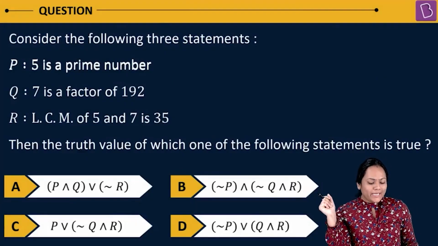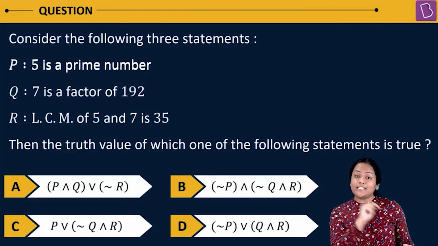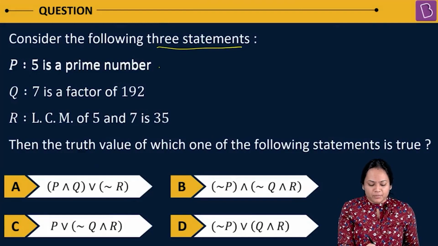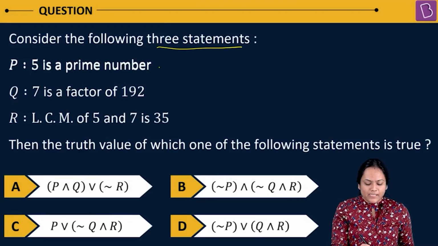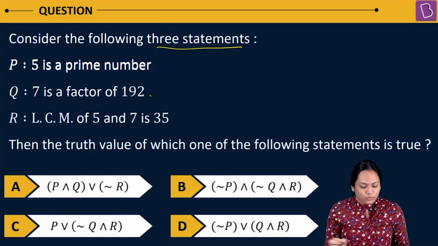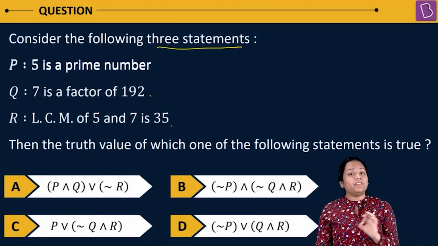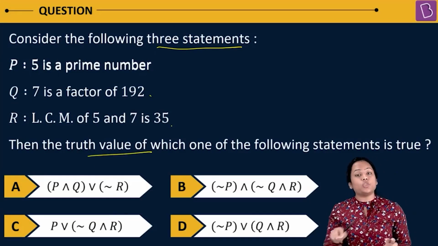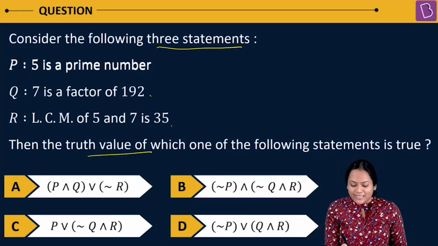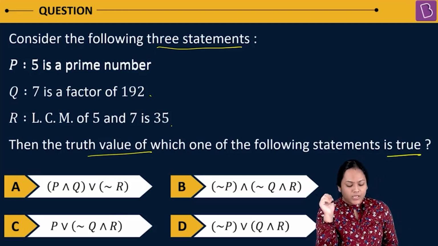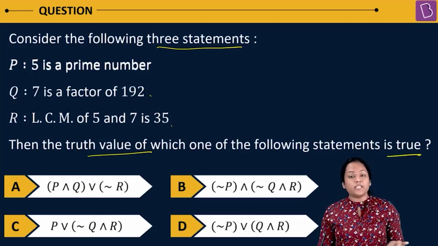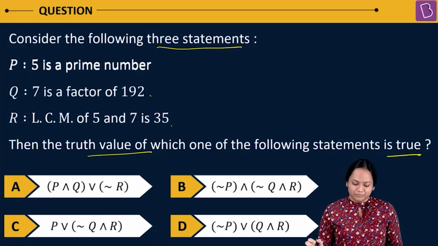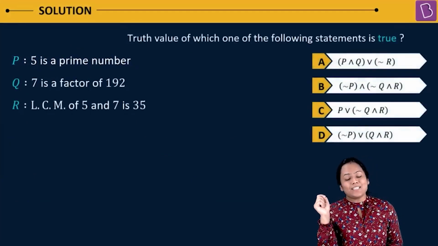Well, moving on, let's see what they have said here. Consider the following three statements. P is 5 is a prime number. Then Q is 7 is a factor of 192, while R is LCM of 5 and 7 is 35. And they have asked the truth value of which of the following four options they have given is true. Okay, so I have to find the truth value of all these four options. I have to check for all the four options, isn't it? Perfect. So let's start solving it out.